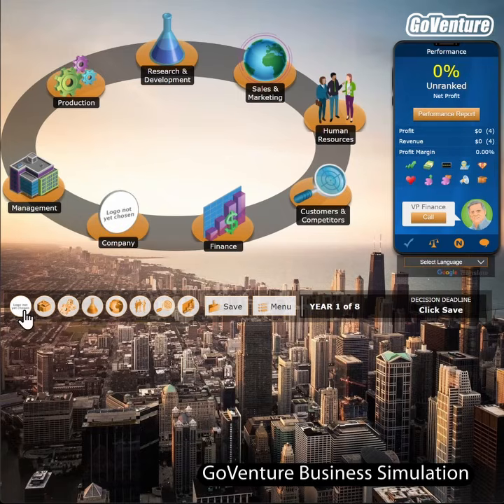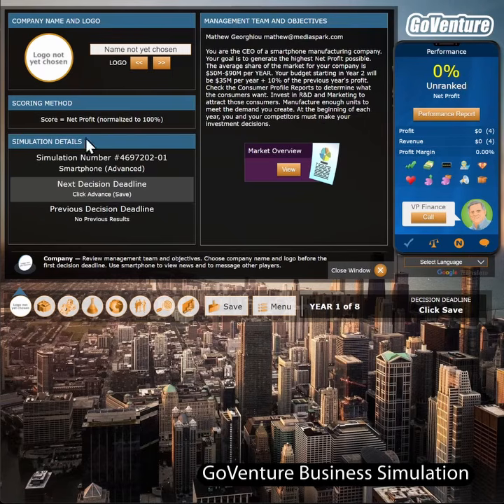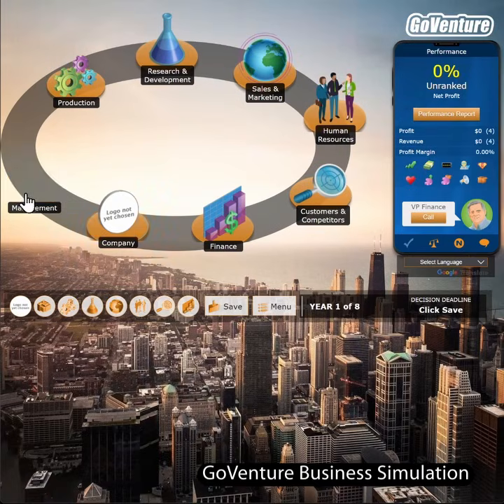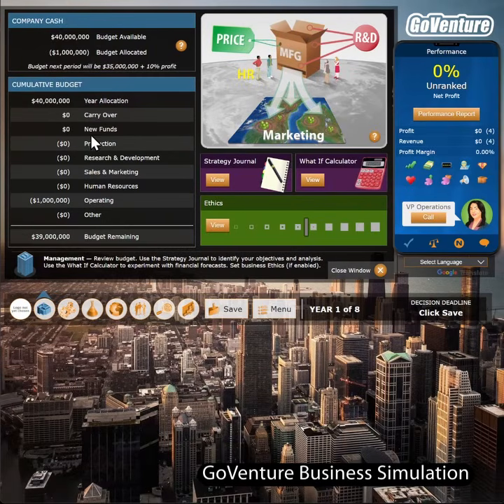So let's see, we're going to start here, and basically we're going to have to choose a name and a logo for our business. We can read the backstory. We're a smartphone manufacturing company, and we've got to generate as much profit as possible. Of course, there's all sorts of other metrics we have to deal with as well. Let's take a look at what else we have going here. So that's our company. Then we've got management.